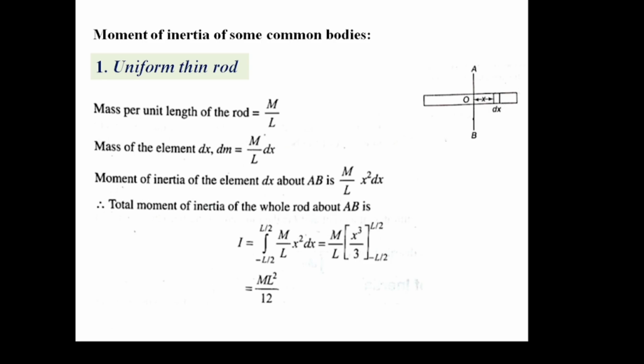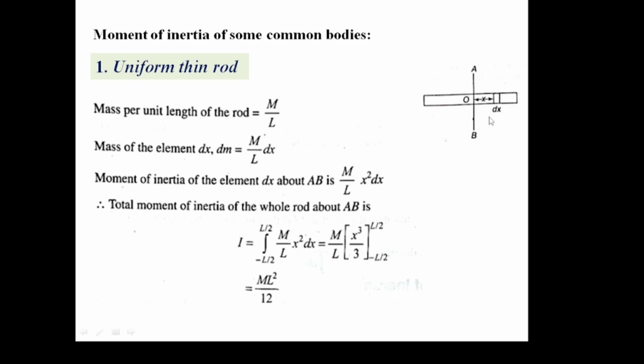Let us consider an element dx at a distance x from the fixed axis. The element length is dx, at distance x from the axis of rotation AB. So this is the axis of rotation.